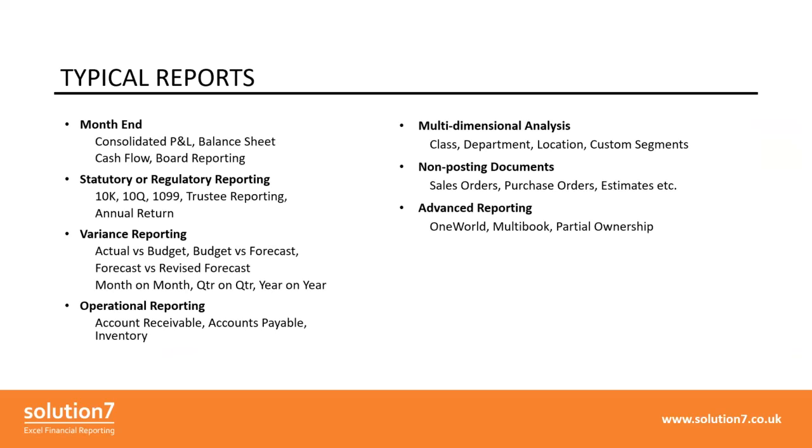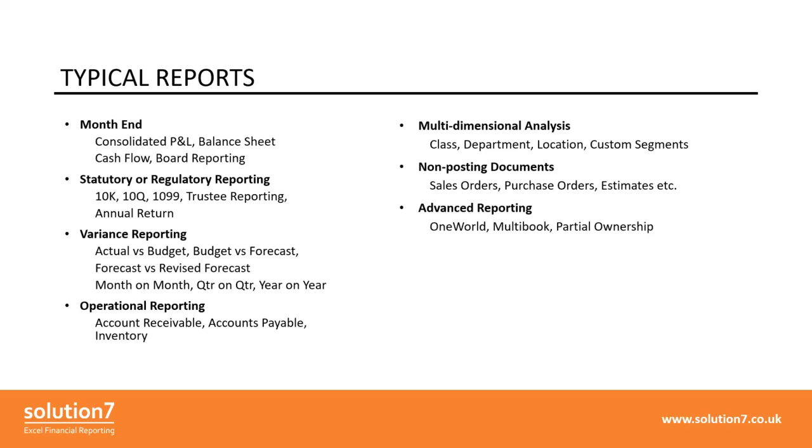For variance reporting, like actual versus budget, budget over forecast. Maybe you need to present forecast over revised forecast. Month on month, quarter on quarter, or even year on year reporting is very simple. Moving away from the GL, maybe you're looking at accounts receivable or accounts payable. Again, very, very simple using Solution 7. Multi-dimensional analysis, so by class, by department, by location, or possibly you're using a custom segment.